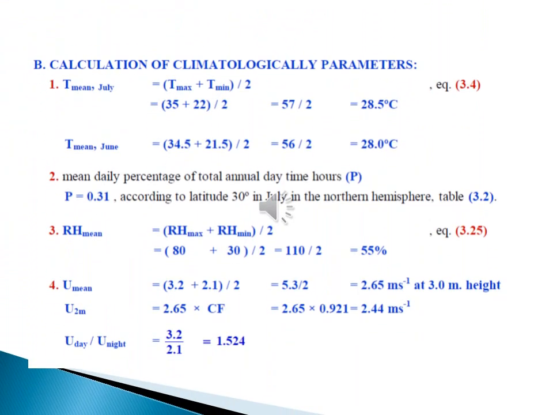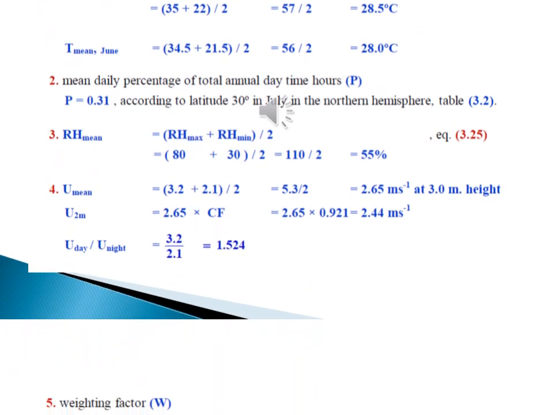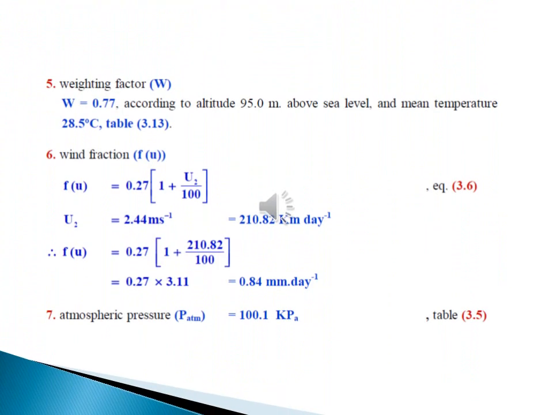In this case, it is important to calculate all the climatological parameters which will be used in the different equations, such as mean temperature for the same month and 1 month before, mean daily percentage of total annual daytime hours referring to the special table, mean relative humidity percent, and wind velocity. And don't forget to use the correction factor for adjusting the reading up to 2 meters high. And also the wetting factor according to the altitude above sea level and mean temperature, wind fraction, and atmospheric pressure referring to the special equations and tables mentioned before.